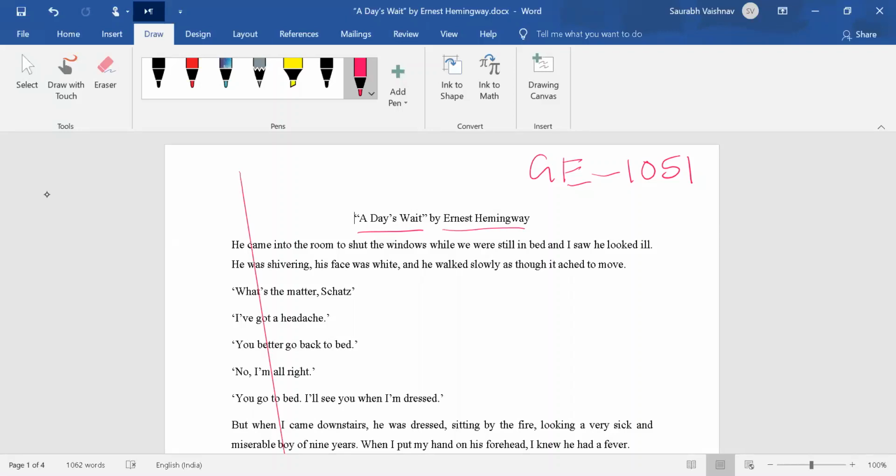The short story was published in 1933. The short story talks about the relationship between a father and a son. And it also focuses on the innocence of a child. With that, let us begin the short story.